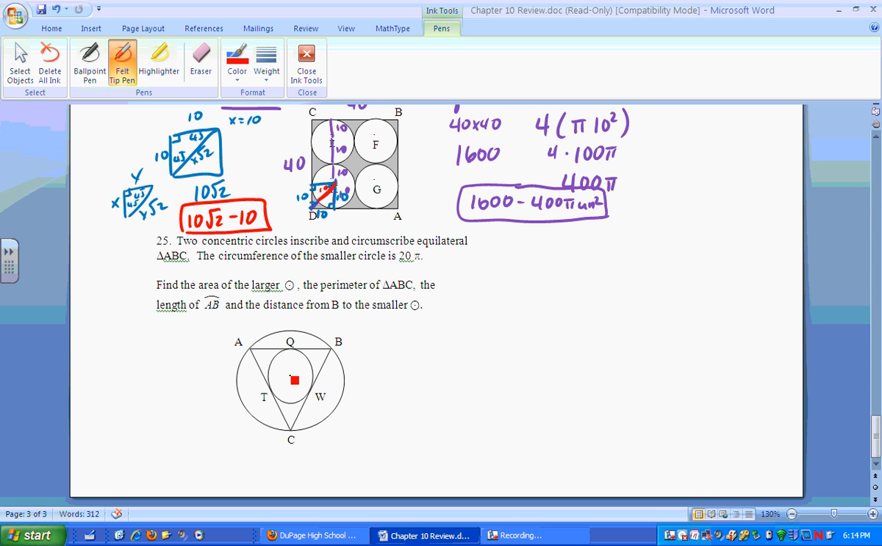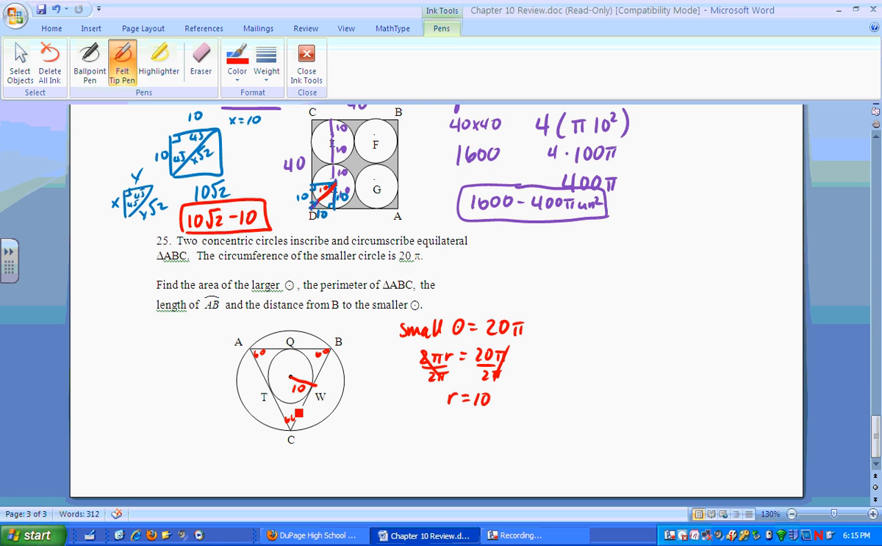Two concentric circles, once again, that means they share the same center. One's inscribed and one's circumscribed around it. You know it's an equilateral triangle, so each one of these angles is 60 to begin with. You know that the smaller circle has a circumference of 20 pi. Well, we know 2 pi r is the formula, so divide by 2 pi. Pi will cancel out, so the radius equals 10. I would draw on the radius, so that is 10.